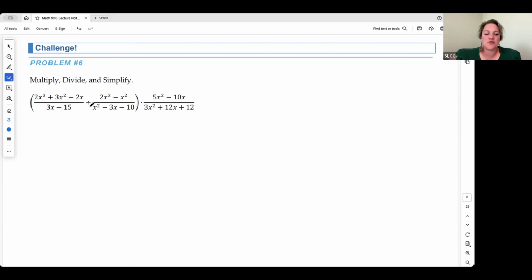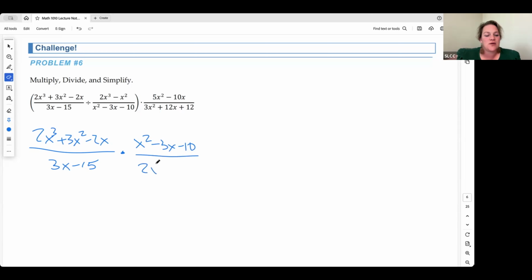Notice the first two fractions are being divided. So step 1 would be keep, change, flip. 2x cubed plus 3x squared minus 2x divided by 3x minus 15. Change the sign to multiply and take the reciprocal. So that would be times x squared minus 3x minus 10, and then divided by 2x cubed minus x squared. And then I'm multiplying by this third fraction, 5x squared minus 10x over 3x squared plus 12x plus 12.